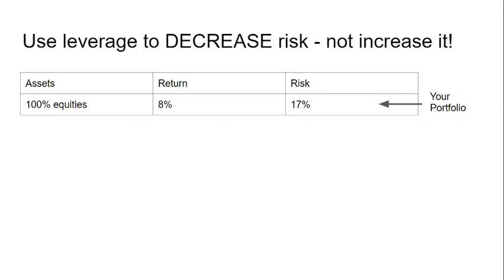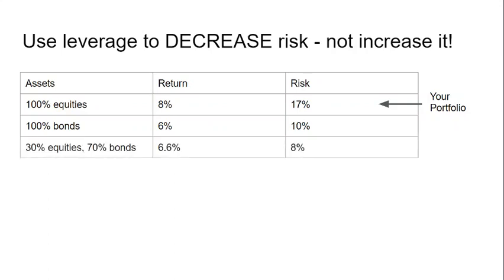Well, let's imagine you have a portfolio of 100% equities. You'll get an annualized rate of return of, let's say, 8% and a risk as measured by standard deviation of 17%. Okay, imagine that's your portfolio. Imagine a portfolio of 100% bonds, which obviously has less of a return, but also has less risk.